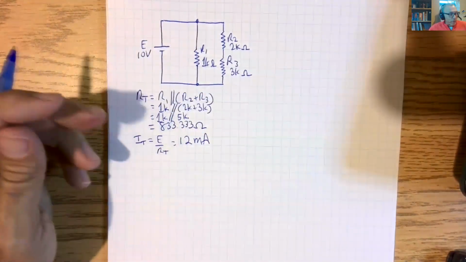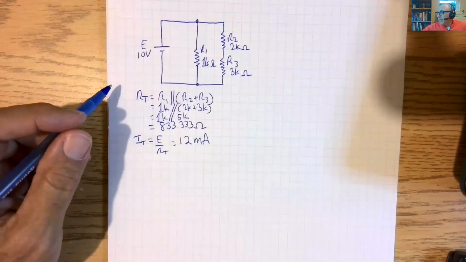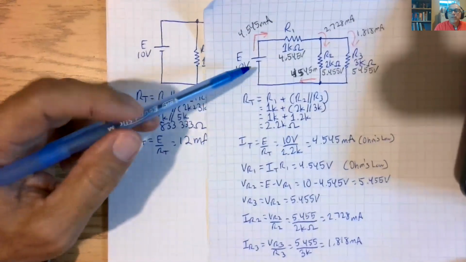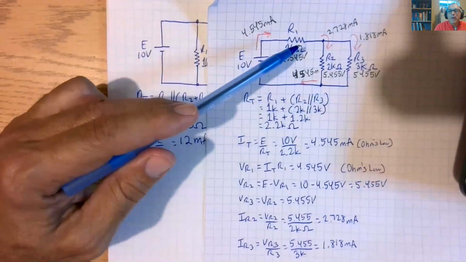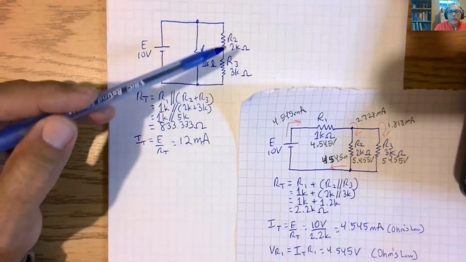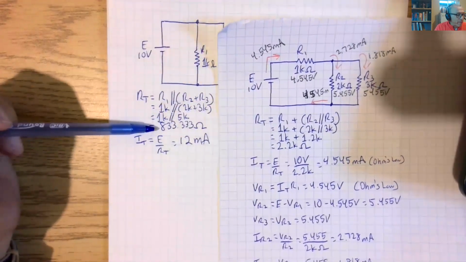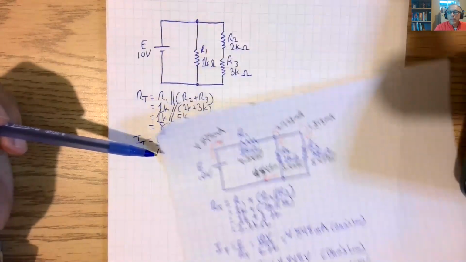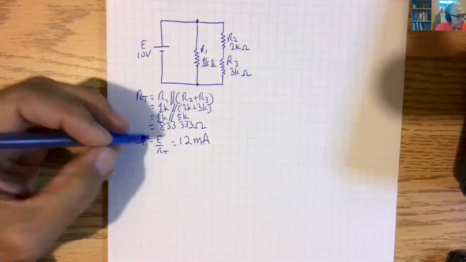So if you want to see the first difference already in understanding instead of memorizing, we have the same three resistors, but in the last example, R2 and R3 were in parallel, in series with R1. Now R2 and R3 are in series, in parallel with R1. So we get a totally different RT. We get 833 ohms, not 2.2K. That's why you need to understand, not memorize.